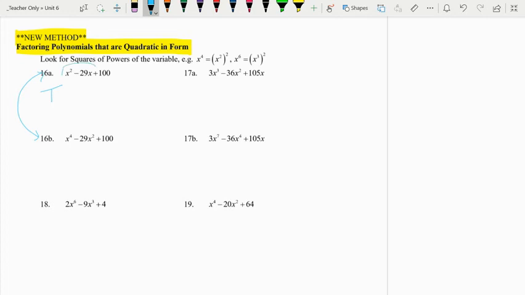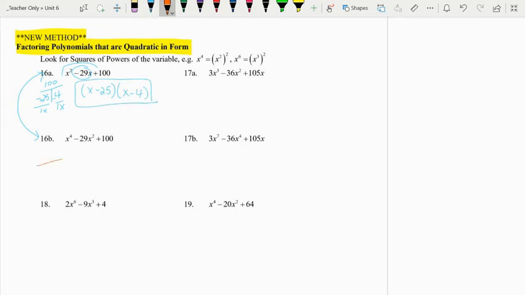Noticing that it's three terms, we should figure out that we can t-chart it. So first times last gives me 100. And two numbers that multiply to positive 100 and add to negative 29 is negative 25 and negative 4. We put our 1 and our x in our denominator, and we have x minus 25 and x minus 4.